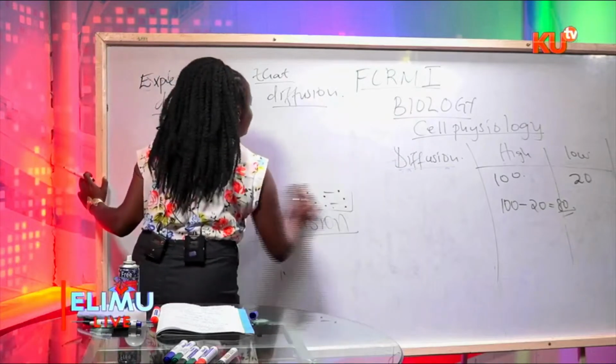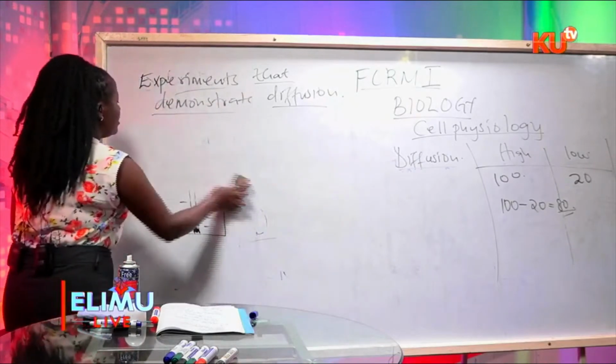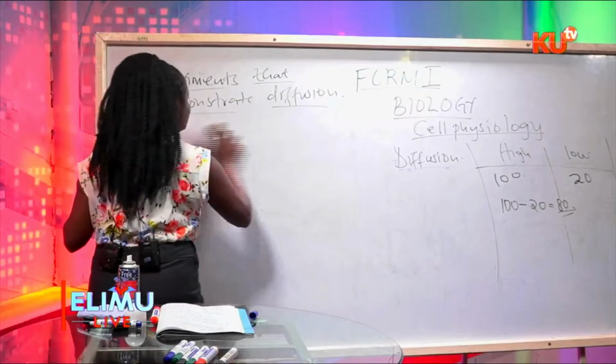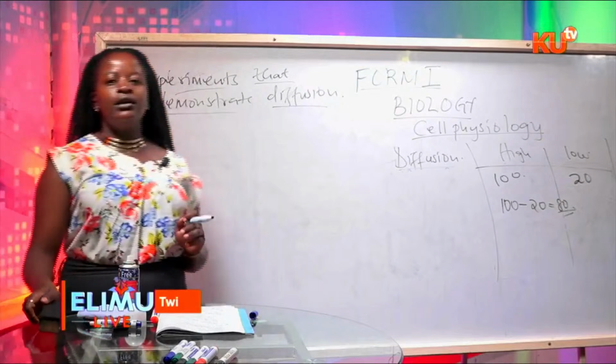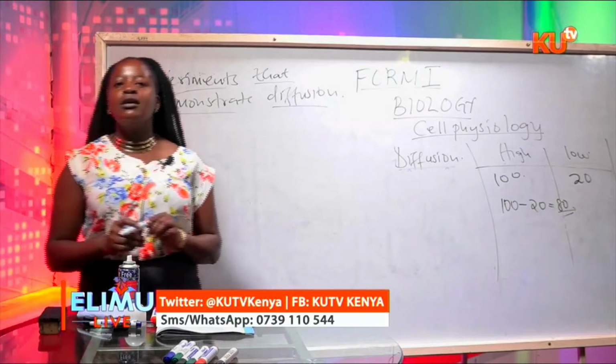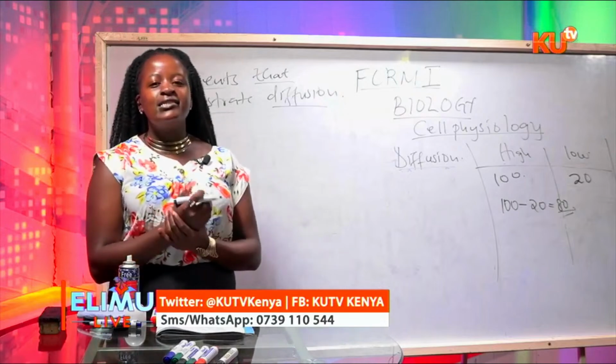The second experiment that is used to demonstrate diffusion is the use of iodine and starch.